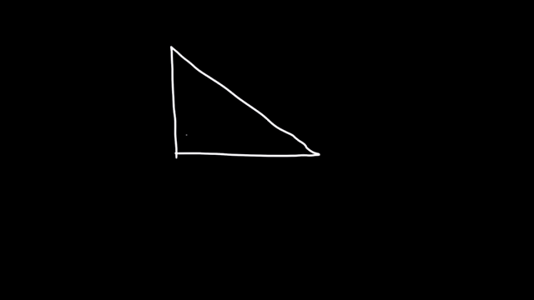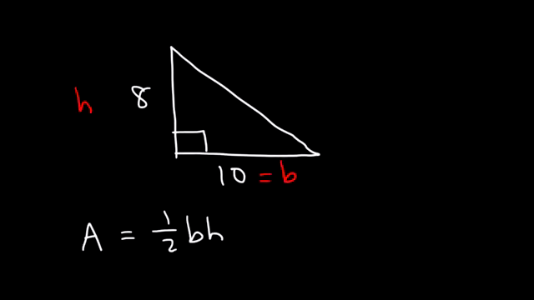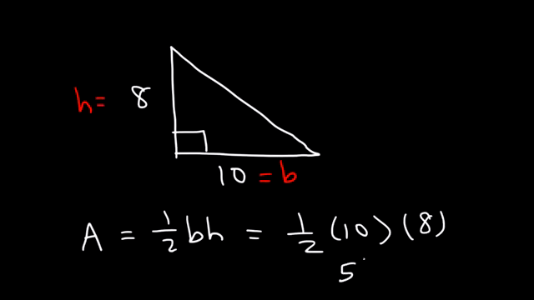Now the next shape that we need to talk about is the triangle. Let's start with a right triangle. Let's say the base of the triangle is 10 and the height is 8. What is the area of the triangle? The area is 1/2 base times height. So we said 10 is the base and the height is 8. So this is going to be 1/2, 10 times 8. Half of 10 is 5, and 5 times 8 is 40. So it's 40 square units.